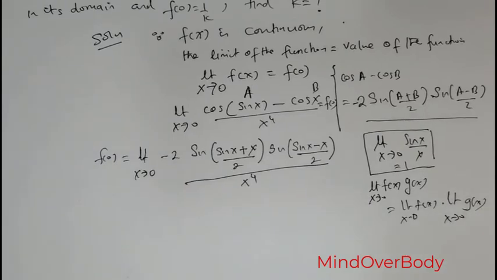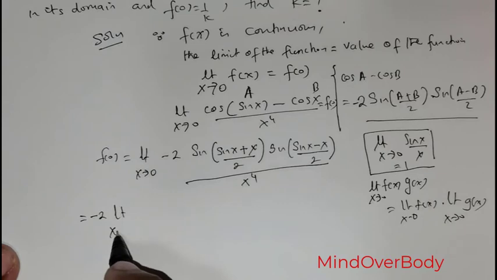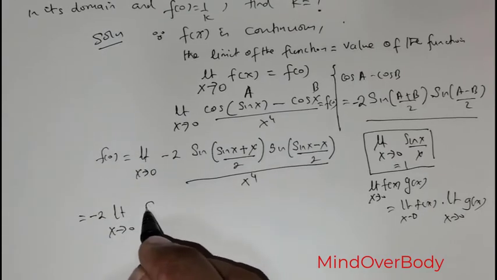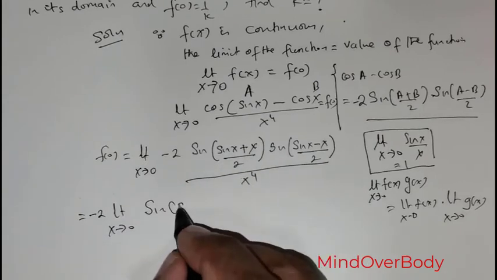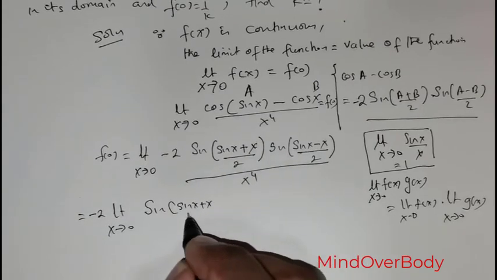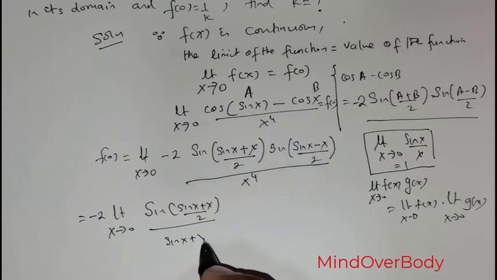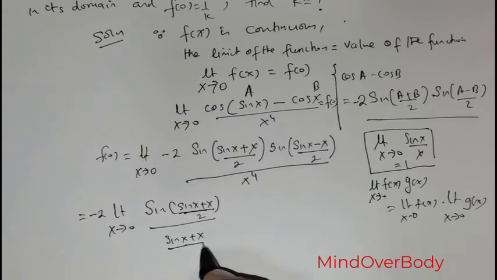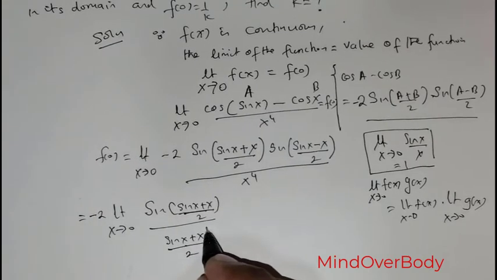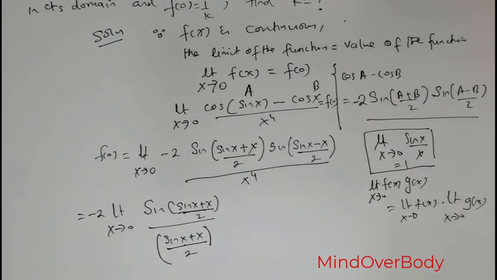So by that I can now take negative 2 out. So this is going to be limit x tending to 0 of sine of, this is actually my x, so it's going to be sine of (x plus x) divided by 2. I need to have sine of (x plus x), this entire thing divided by 2, right? So that's what I need to have. So I'm going to place that.